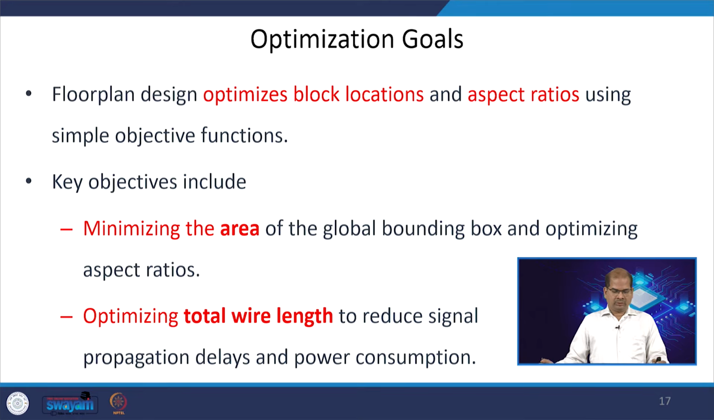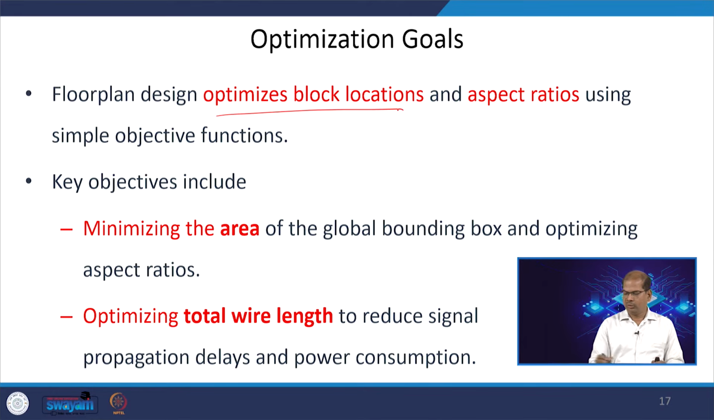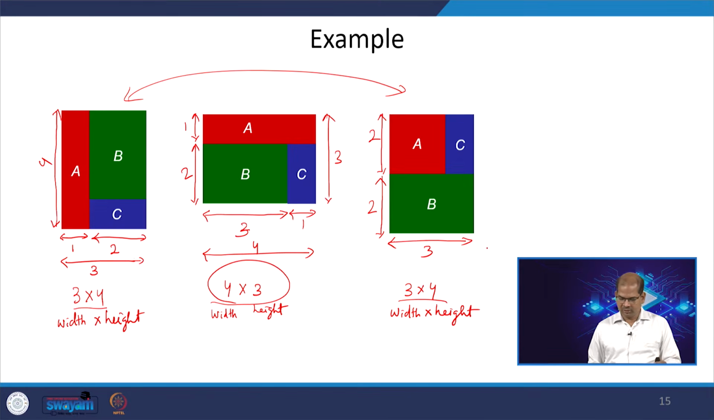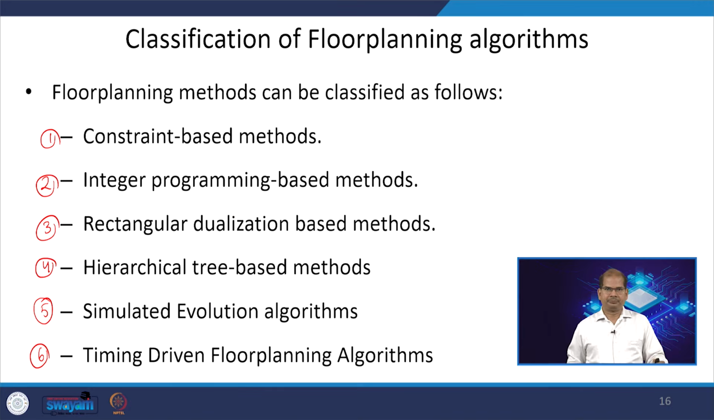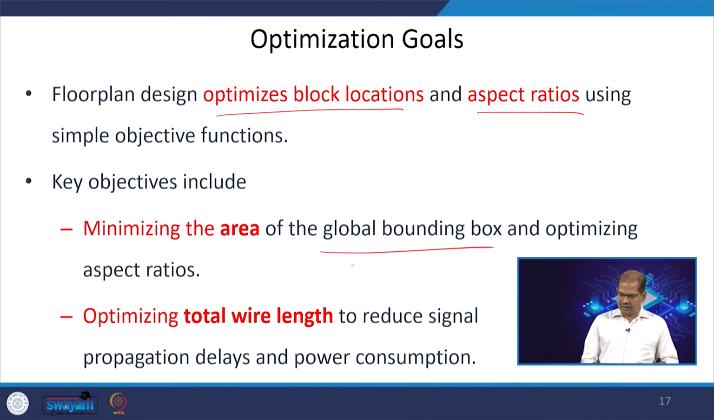your overall chip design. So, what are the optimization goals actually? The optimization goal of your floor plan is to optimize your block location and aspect ratio using some simple objective functions. The main key objective is how to minimize the area of the global bounding box. The global bounding box is the box which will cover all the blocks. The boundary of this floor plan will determine the boundary of your design, which will be placed at the top level. So, we need to minimize the area of the global bounding box, which will optimize your aspect ratio.